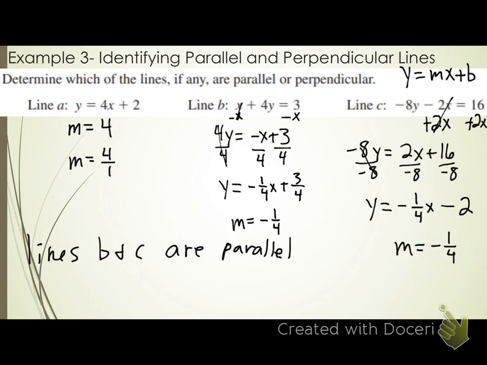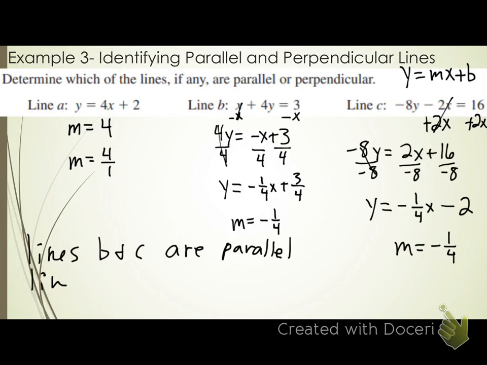Let's talk about perpendicular now. Do I have any sets of lines that have opposite reciprocal slopes? Yeah. What's perpendicular to what? A and B and then A and C. Yep, line A is perpendicular to line B because they have opposite reciprocal slopes. Line A is also perpendicular to line C because once again, they also have opposite reciprocal slopes.